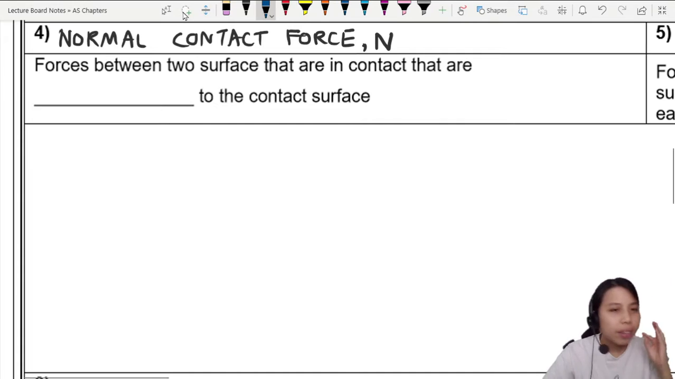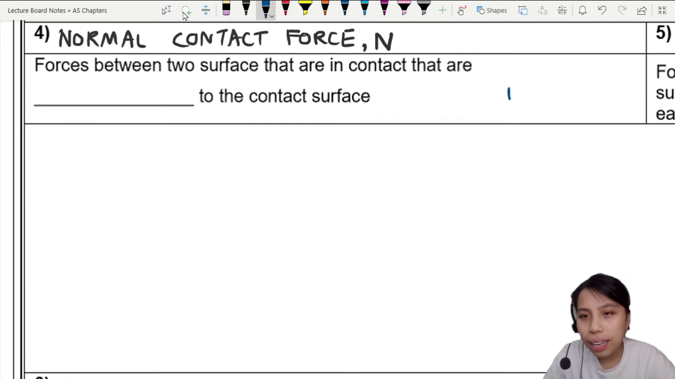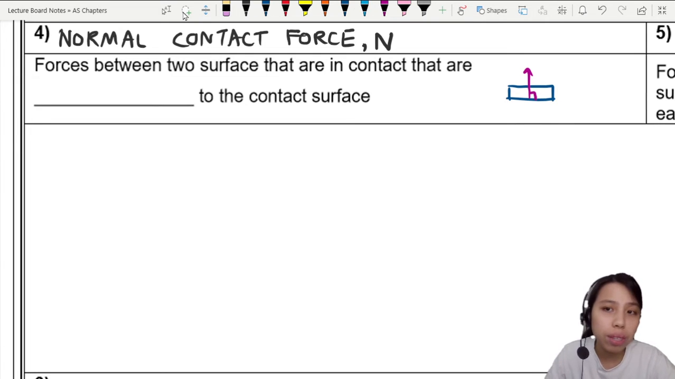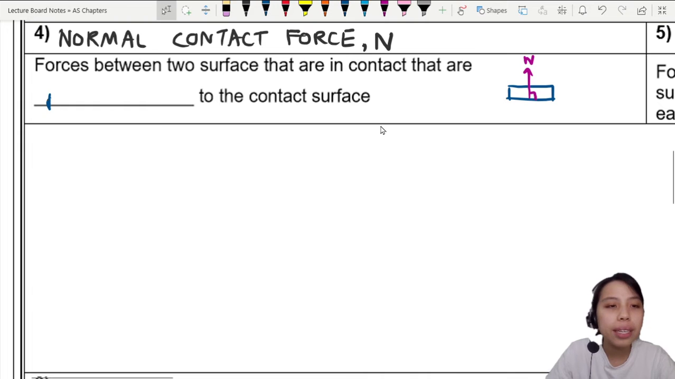Well, you see, when you have, let's say, an object placed on a table, the table will push the object at an angle perpendicular to the surface. So if I rub off the table and I just draw the forces on this box, this is going to be perpendicular, and this is our normal contact force. So let's add the word: forces between two surfaces in contact that are perpendicular to the contact surface.